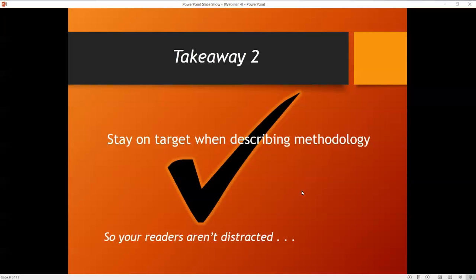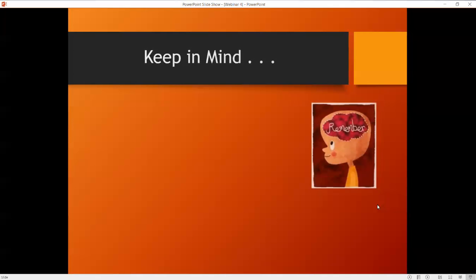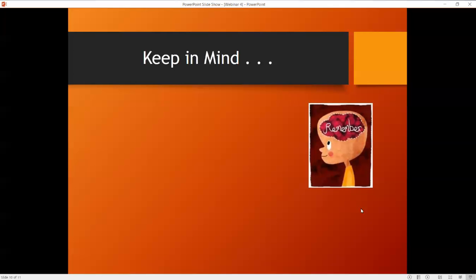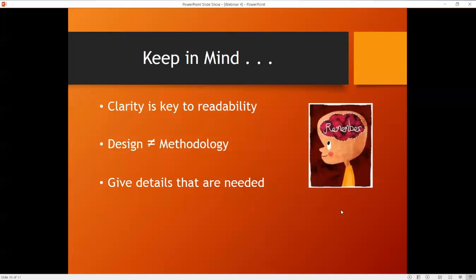Reviewers will be extremely harsh, and publishing will be a lot more difficult than it could be, just for the sake of making sure that everything's on point. So quickly, before we finish, there's my little man to remind you: clarity is the key to readability. Design does not equal methodology, although it's obvious. It sometimes creeps in and the confusion starts to mount up. Give details that are needed, not details that aren't. There's also a corollary to that.